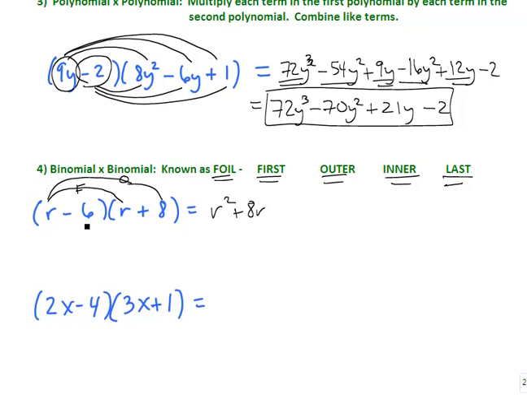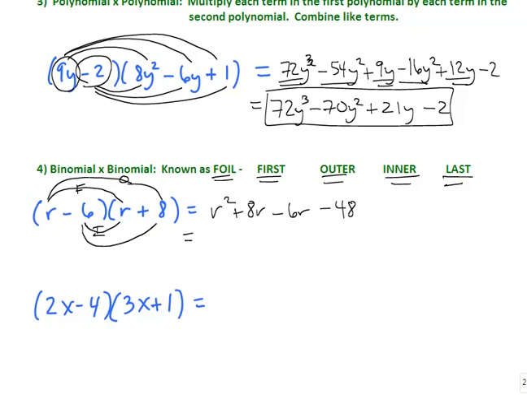Inner stands for the inner term of the first set of parentheses, which is negative 6, times the r, which is the inner term of the second set of parentheses. So negative 6 times r is negative 6r. And finally, last times last is going to be the negative 6 times the positive 8, which is negative 48.